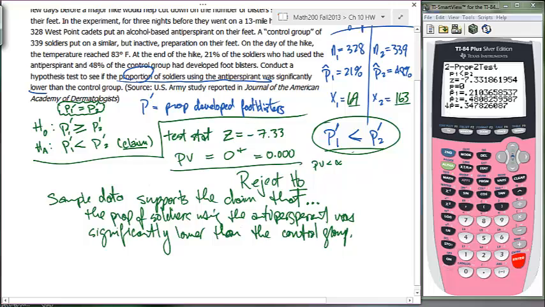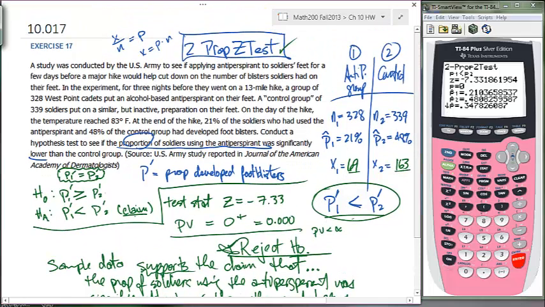So again, if your claim is in the alternative hypothesis, then by attempting to reject the null hypothesis, you're in turn trying to support the claim, the alternative hypothesis. By rejecting the null, you're able to support the alternative, which in this case is our claim. Alright, I hope this problem works out, and I hope this helps your homework.